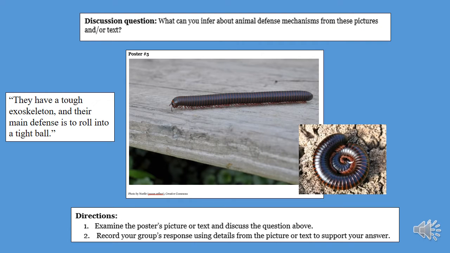Take a look at this millipede. They have a tough exoskeleton, and their main defense is to roll into a tight ball. Think about how this animal's defense mechanism can help it survive.